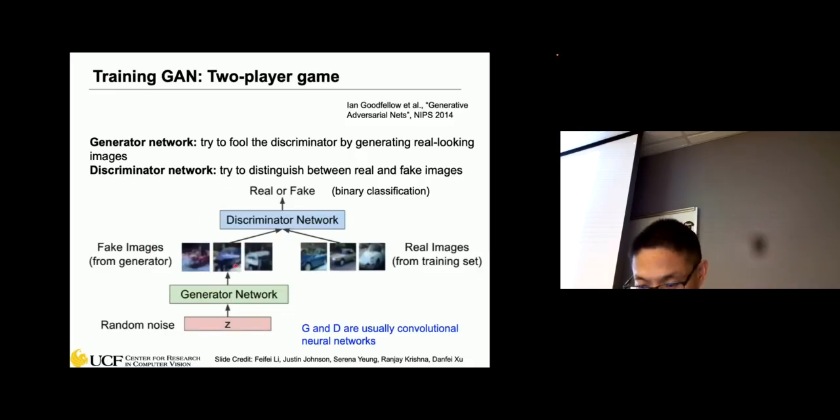And so these two networks are trained together. During the training, you will have some real images, so you can sample images from the real image training set. The generator will take the random noise and generate some images, and the discriminator will take either the fake image from the generator or the real image from the training set, and try to figure out if it is real or fake. This is how the discriminator is trained, doing this kind of binary classification task.